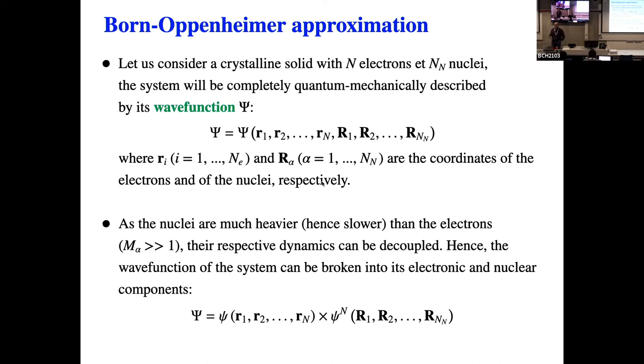So maybe you've read what I wrote. Basically, I was saying that we are trying to separate the movement of the electrons from the nuclei, okay? And the mathematical way to do that is to write the many-body wave function as a product of a part that depends on the position of the electrons and a part that depends on the position of the nuclei, okay?